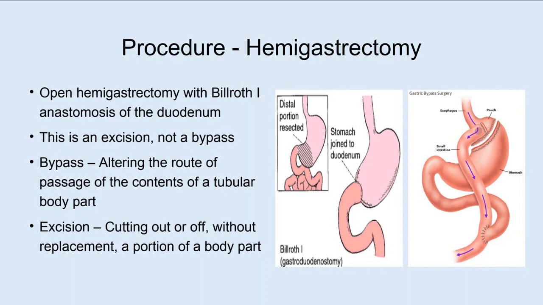Excision, on the other hand, is just cutting out or off, without replacement, a portion of a body part. So that's more what this is, because part of the stomach was cut and then the duodenum and the stomach were rejoined. That's the anastomosis. So that means this is an excision, not a bypass.